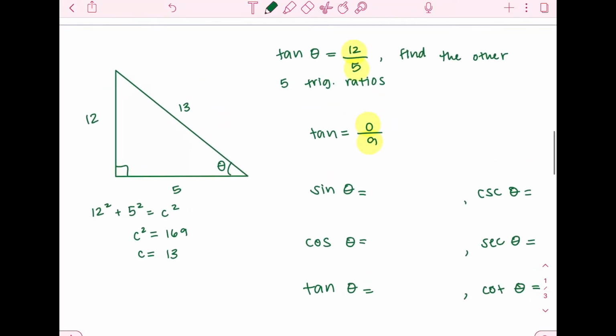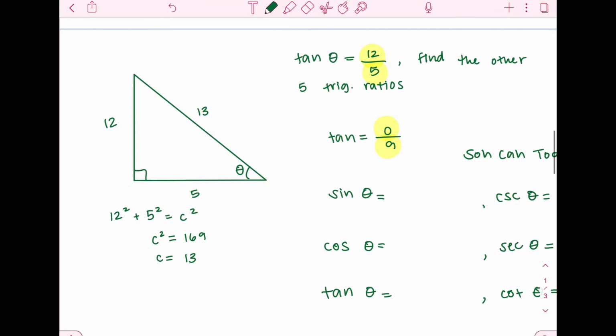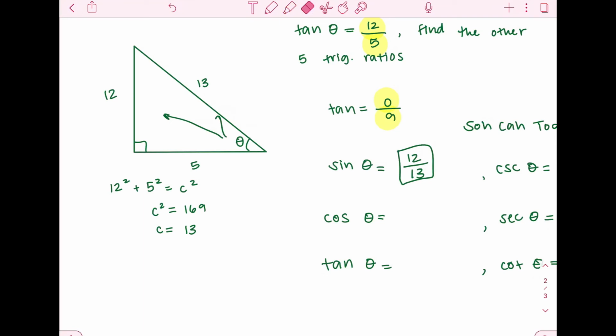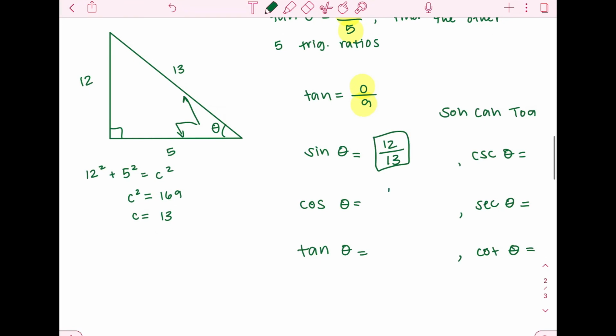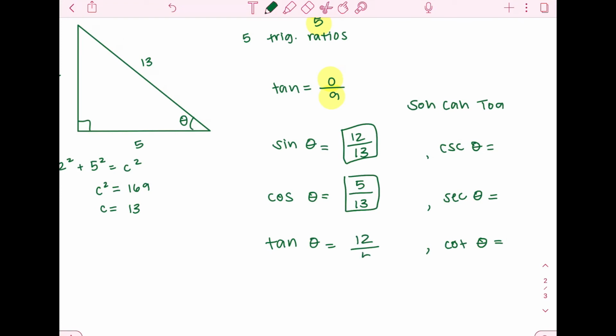So now we can solve for our sine. Remember our SOHCAHTOA. So sine is opposite over hypotenuse. 12 over 13 is our sine. Cosine is going to be our adjacent over hypotenuse. So this one over this one. 5 over 13. Pretty straightforward so far. Tangent, we already have, it's going to be 12 over 5.